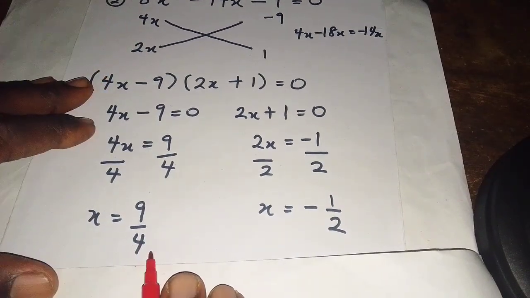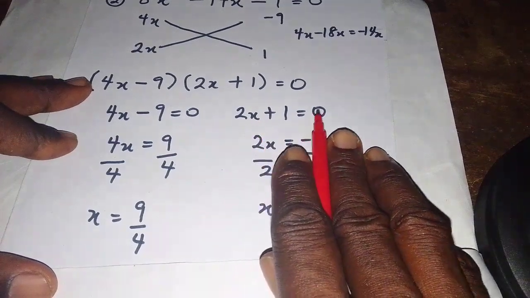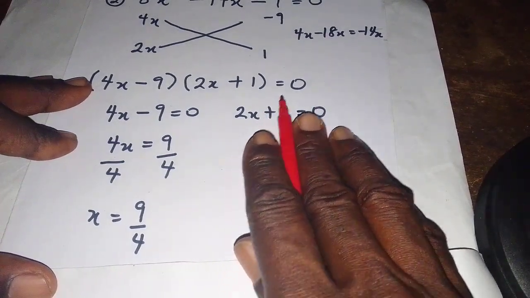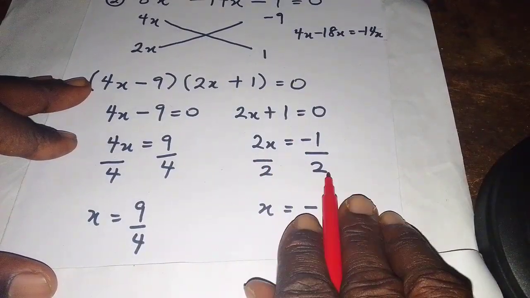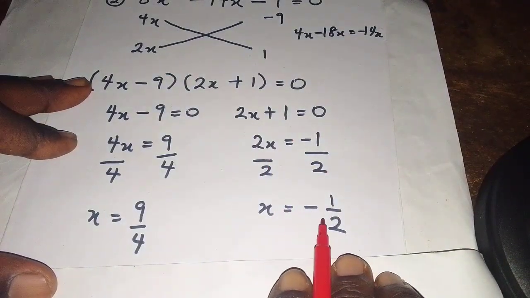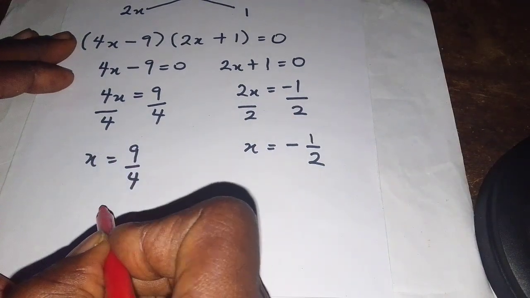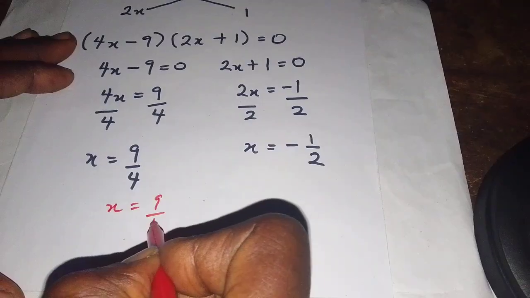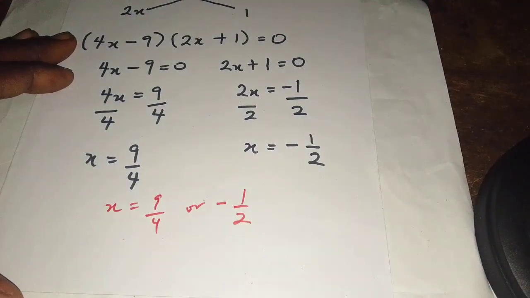Divide both sides by 4, that will give us 9 over 4. Likewise, for this other one also, 2x plus 1 is equal to 0. Bring this plus 1 to this side, now turn to minus 1. So to get x, divide both sides by 2, x will be equal to minus 1 over 2. So the value for x will be 9 over 4 or minus 1 over 2.